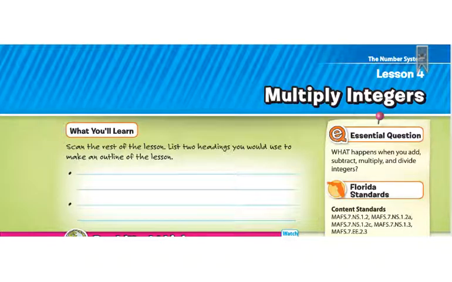In this lesson, we're going to talk about multiplying integers. So just start with what you'll learn here. It says to scan the rest of the lesson and list two headings that you would use to make an outline of the lesson. So just two headings here.